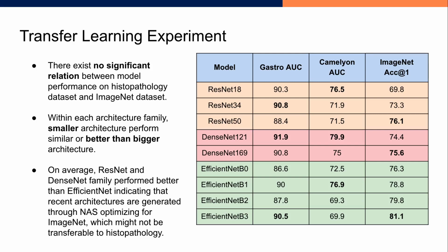On average, ResNet and DenseNet families of algorithms perform better than EfficientNet. This corroborates the observation made in the prior work HistoTransfer that recently released algorithms are generated through neural architecture search, optimizing performance on ImageNet. But such performance gains may not be directly transferable to medical image datasets.